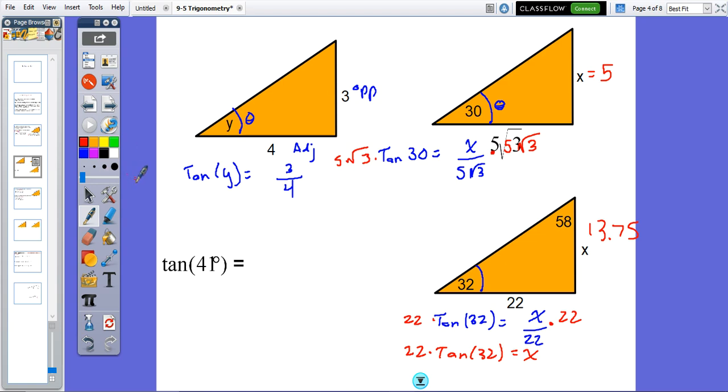All right, let's look at this last problem. So this last problem, we're not looking for a side. We're looking for an angle. And I say last problem, but there's actually one more right here. This in the calculator, you plug it in just like that.